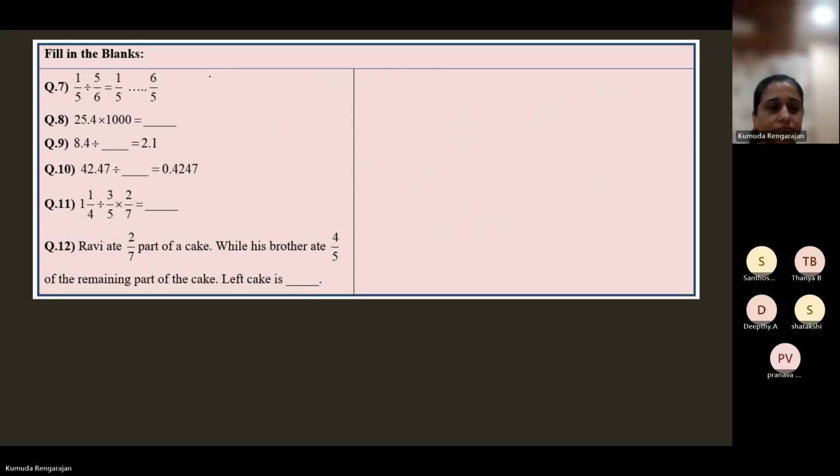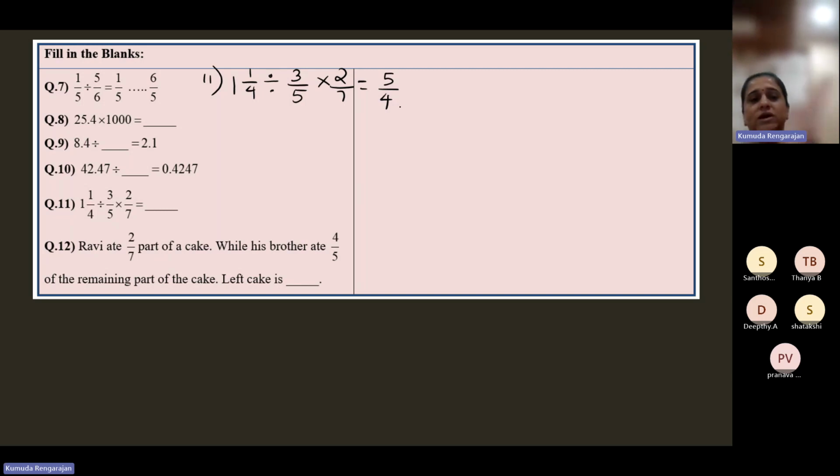Okay. Next. 1 1/4 divided by 3/5 into 2/7 is equal to. Now first let's convert 1 1/4 to an improper fraction. So that's 5 by 4. And what is the rule of BODMAS? Division first and then multiplication, but whichever comes first from the left.